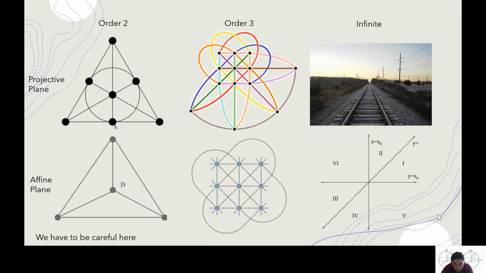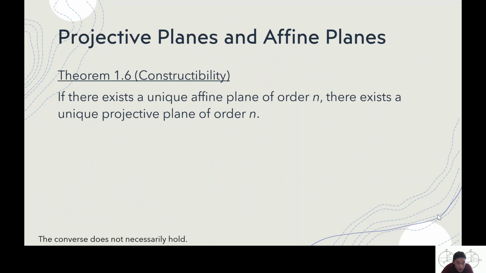Every time there exists a projective plane of order n, there actually exists an affine plane of order n. In fact, there's an even more powerful theorem about this. Our theorem states that if there exists a unique affine plane of order n, then there must also exist a unique projective plane of order n. So not only do we have a statement about constructibility, but we also know that a unique affine plane corresponds to a unique projective plane. Unfortunately, the converse doesn't hold.